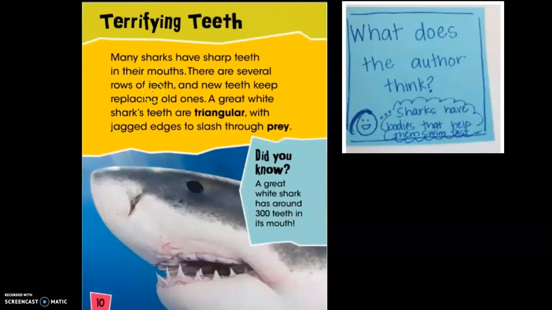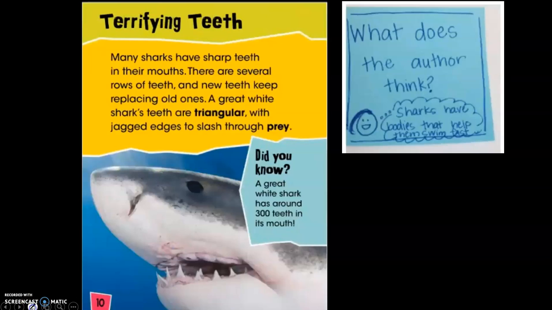There are several rows of teeth, and new teeth keep replacing old ones. A great white shark's teeth are triangular, with jagged edges to slash through prey. Did you know a great white shark has around 300 teeth in its mouth?